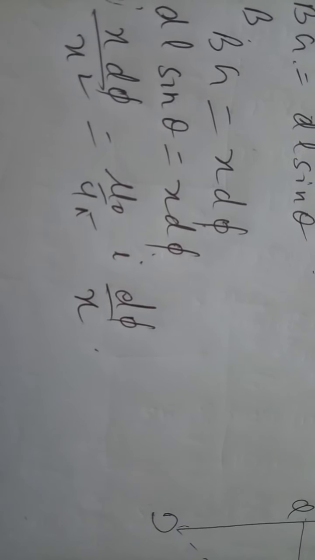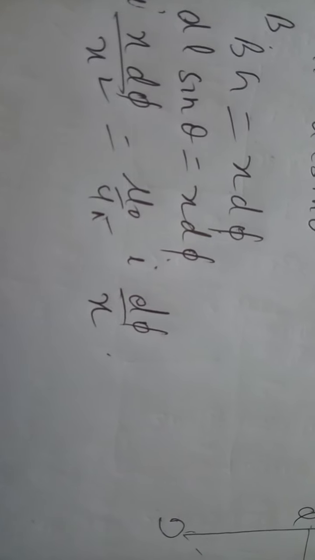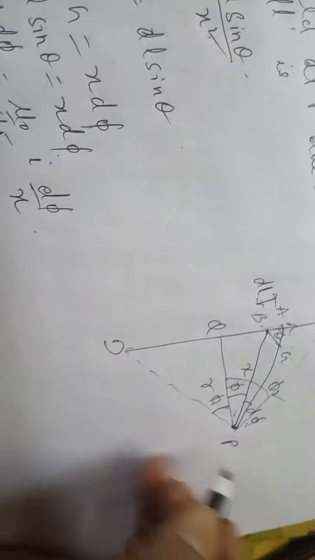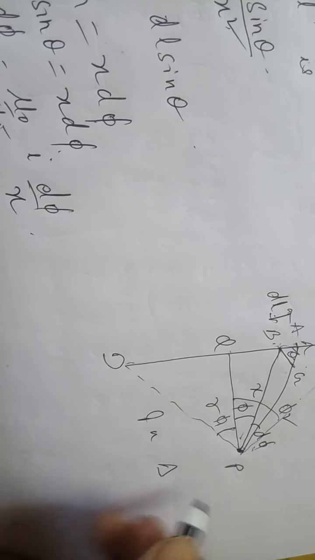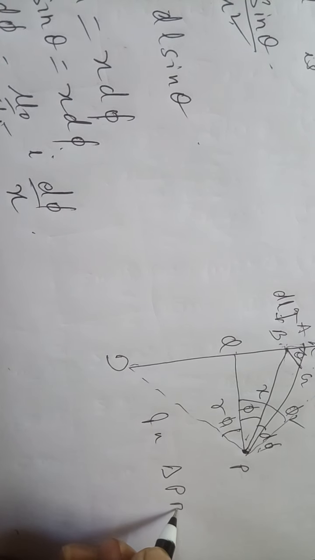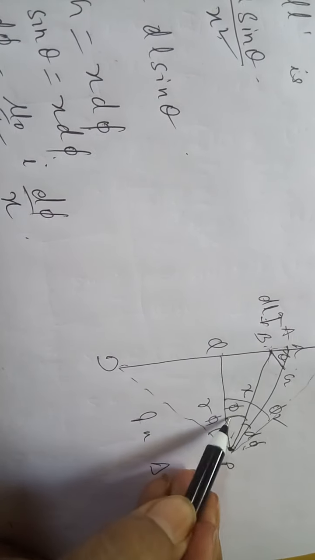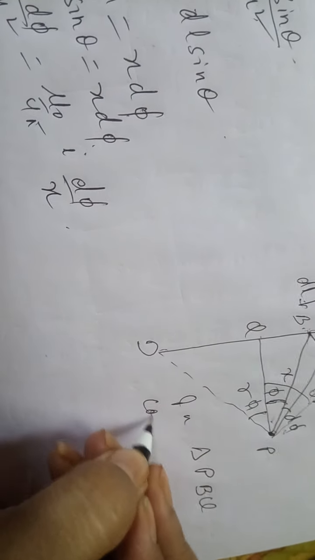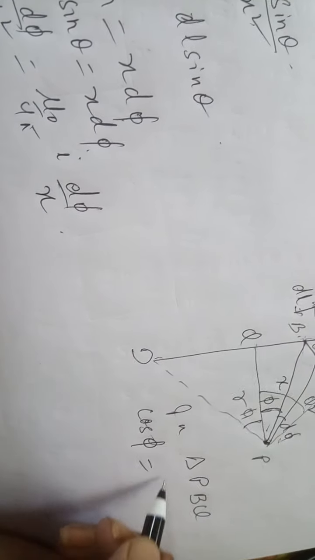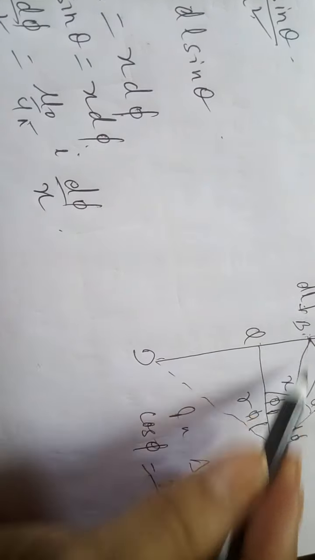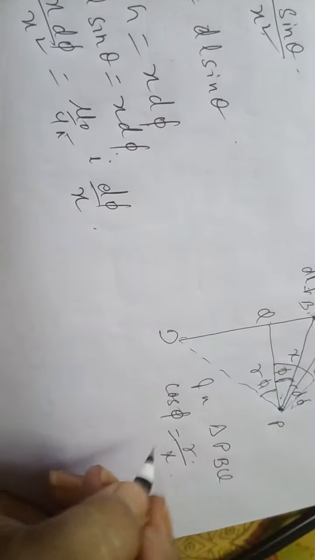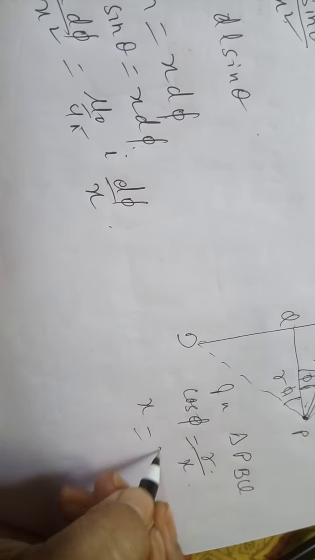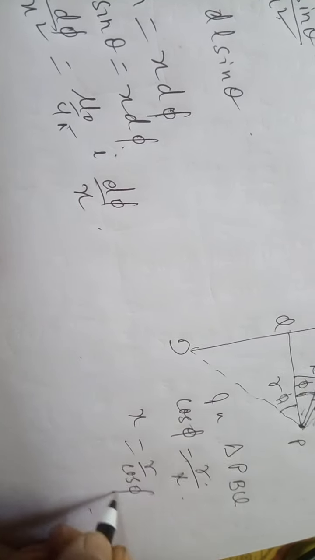Again, from the triangle we want to replace the value of x by r. Since we want to replace x by r, look at the figure again. In triangle PBQ, cos phi is equal to the base r by x, where x becomes the hypotenuse. So we can write, instead of x, r by cos phi, isn't it?